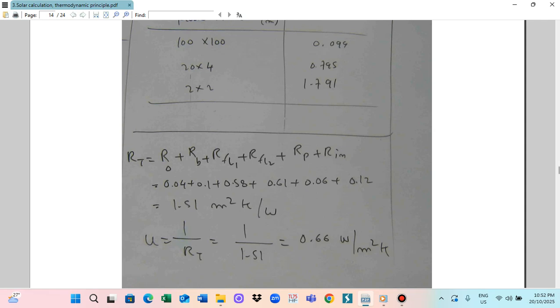Once we have to calculate the reflective point. So these reflective points are resistant. The R value is 0.38. Because we refer to the table, this table is for the reflective point, which is one surface of low emittance.